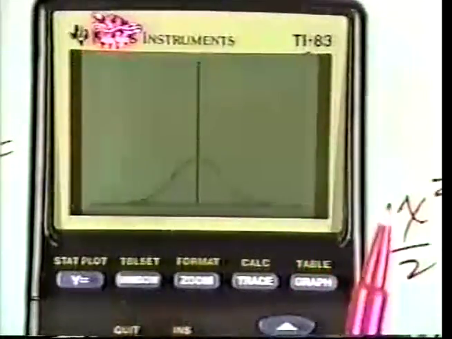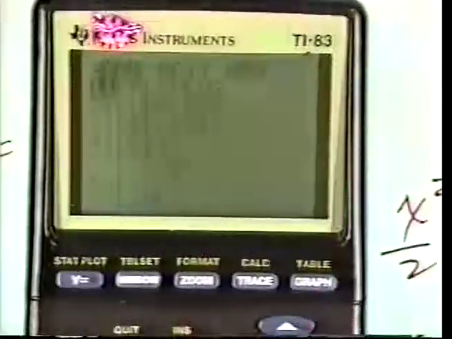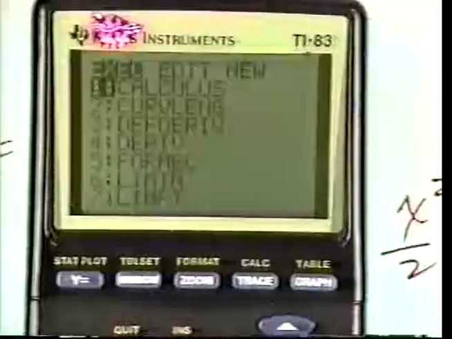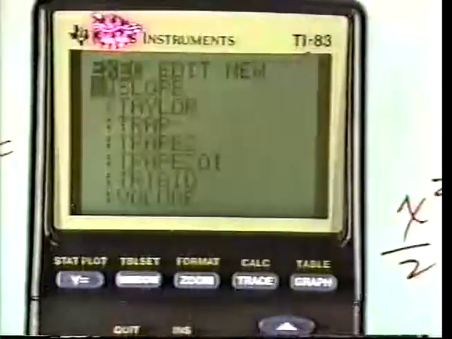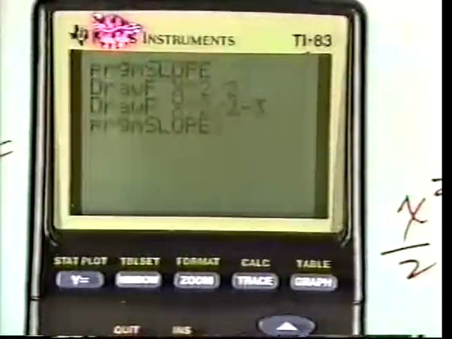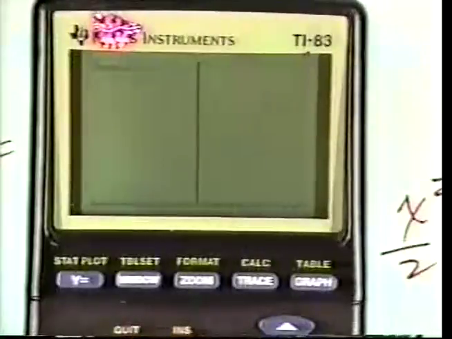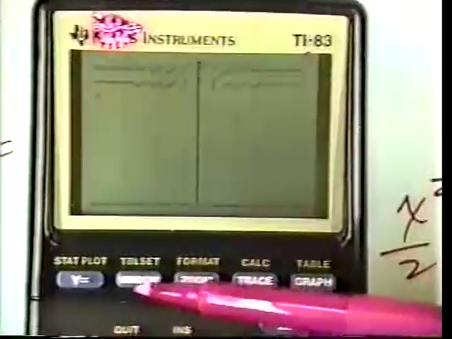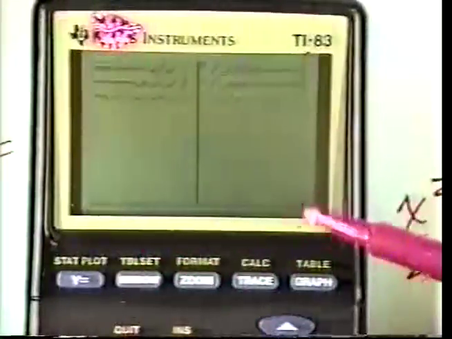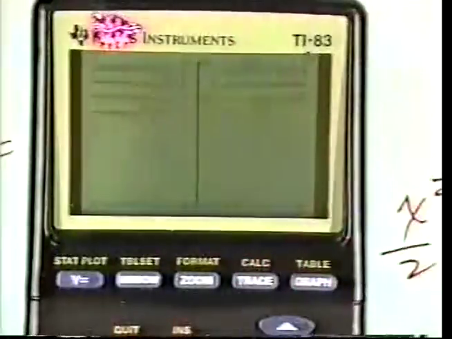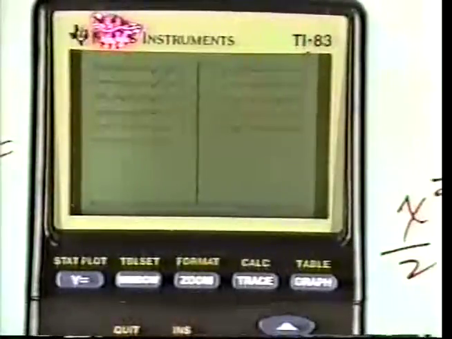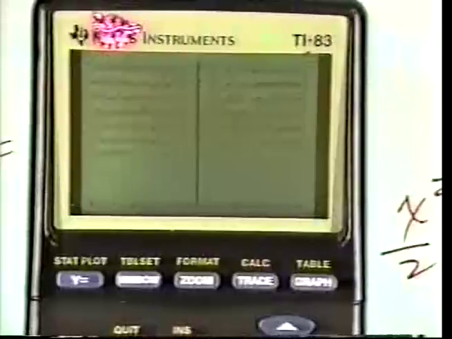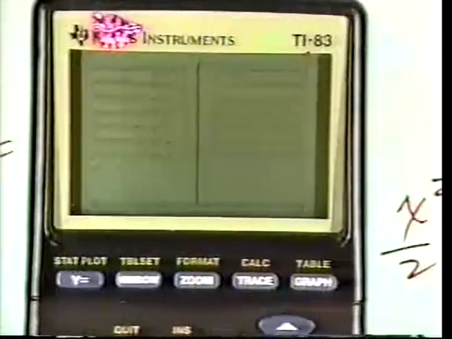Okay, I want to now go to the program. I want to graph the slope field of the antiderivative of that. I want to find the antiderivative of that function. So I'm going to go to slope again, and I'm going to draw the slope field over the same window. I didn't change the window, so the window is still -3 to +3 on the x-axis, 0 to +3 on the y-axis. And it takes a while. It's just doing quite a bit of graphing.